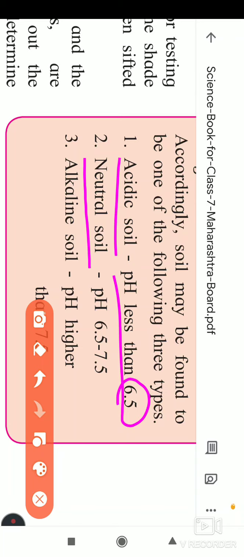When you come to school, I will show you how to measure the pH of the solution.